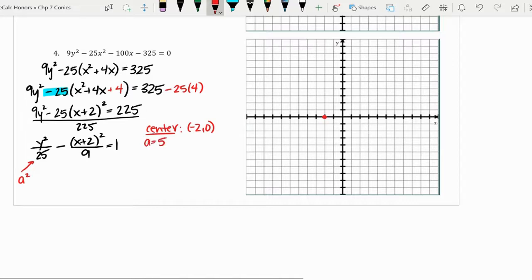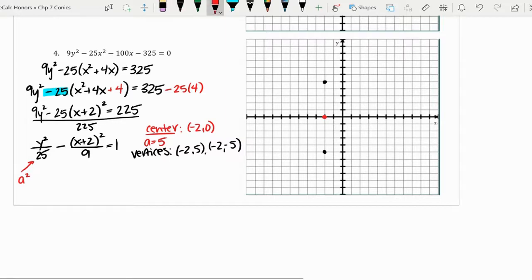And since it's under y, this is a vertical hyperbola. It's going to open up and down. So I'm going to go up 5. 1, 2, 3, 4, 5. And get our vertices. And down 5. 1, 2, 3, 4, 5. So actually list the vertices for this one. They're going to be at negative 2, 5, and negative 2, negative 5.